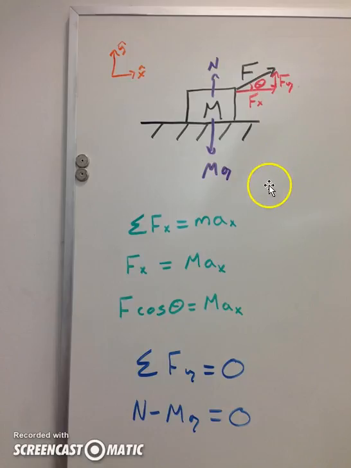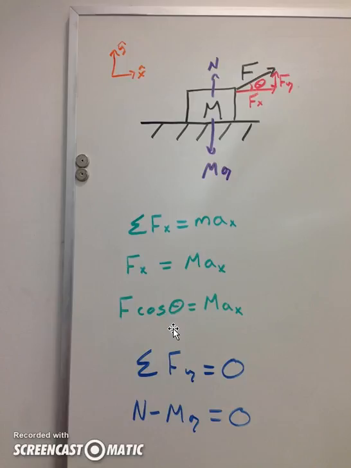Here, let's write the sum of the forces in the X and Y direction. So let's do X first. Sum of the forces in the X equals MAX, because the box is moving along the X direction. All the forces in the X direction is just Fx. And then MA. We can rewrite Fx as force times cosine theta, because let's say we're given force and theta.